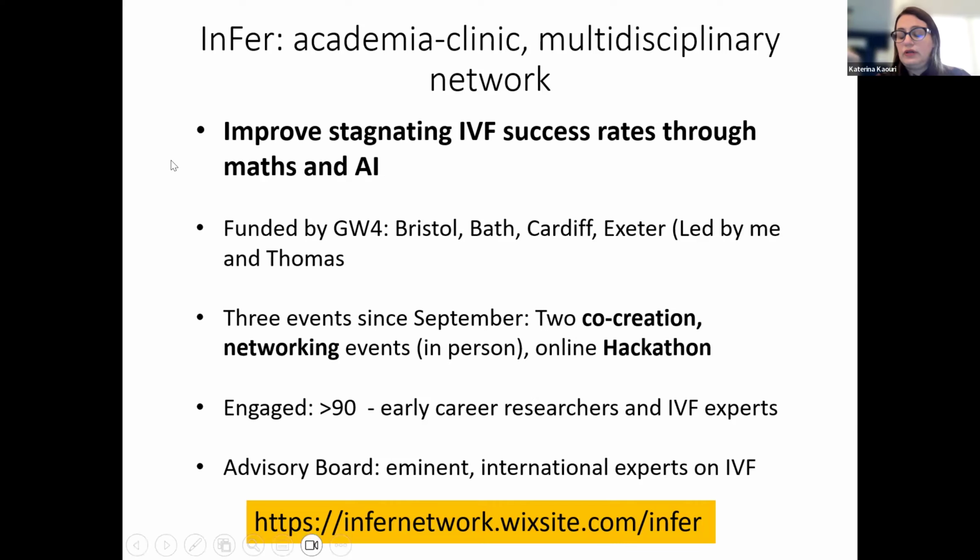We did this GW4 network. As Thomas said, last year we were thinking, how can we take this IVF work to the next level and get more people on board, collaborate with more people? Both of us love collaborating with people. So we said, why don't we apply for this GW4 Alliance funding? GW4 is Bristol, Bath, Cardiff, and Exeter. We did that, and our mandate is to improve the stagnating IVF success rates through maths and AI.